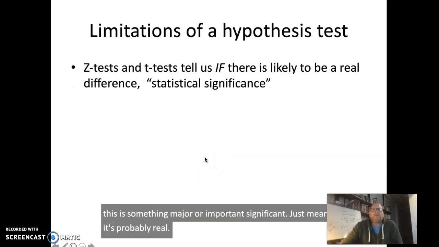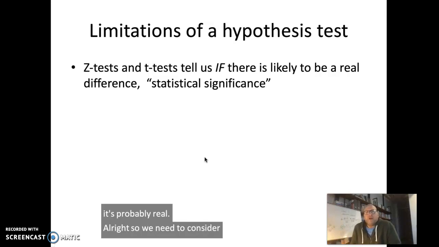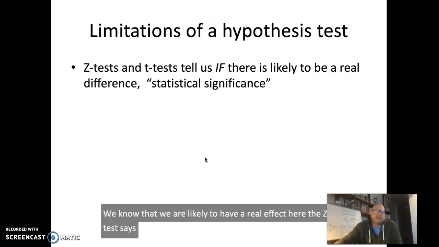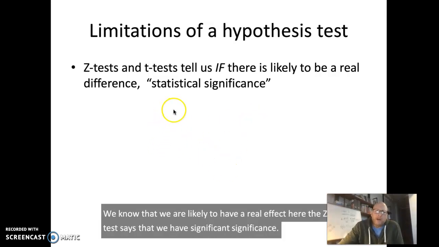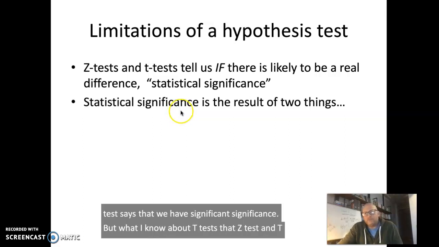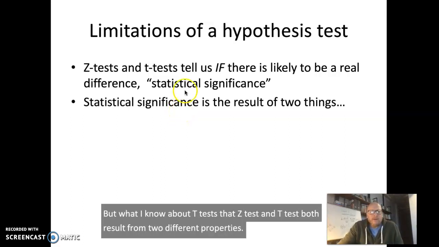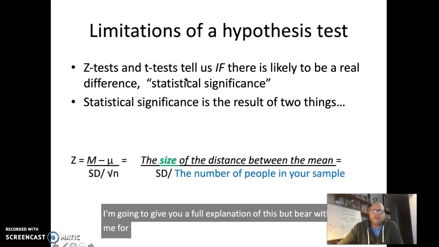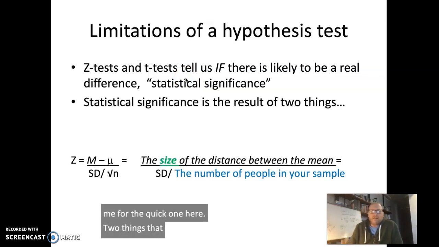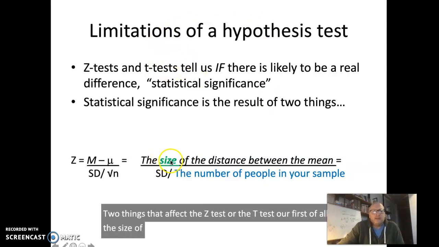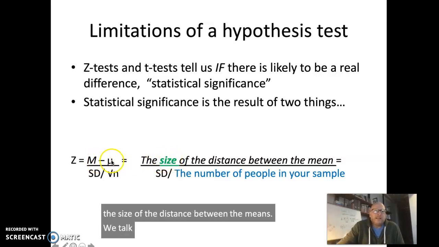All right, so we need to consider the limitations of our tests. We know that we are likely to have a real effect here. The z-test says that we have significance. But what I know about the t-test is that the z-test and t-test both result from two different properties. I'm going to give you a full explanation of this, but bear with me for the quick one here. The two things that affect the z-test or the t-test are, first of all, the size of the distance between the means. We talk about that as the size of the effect.